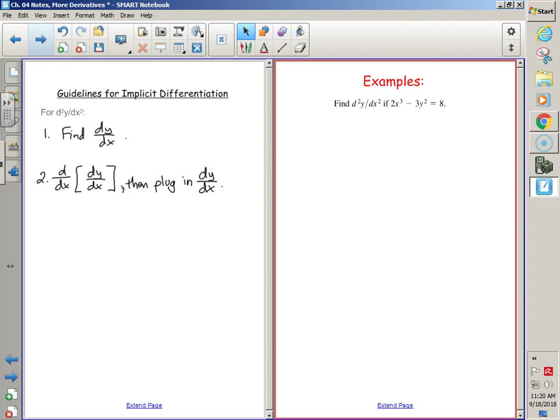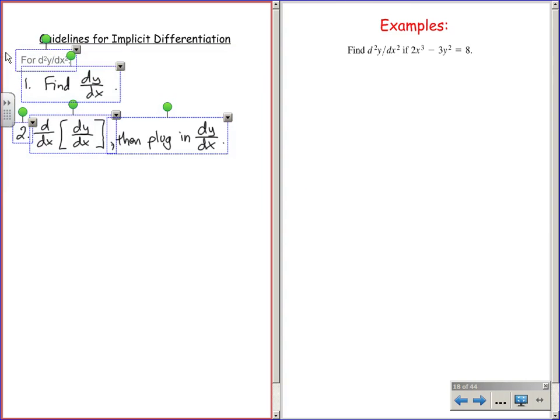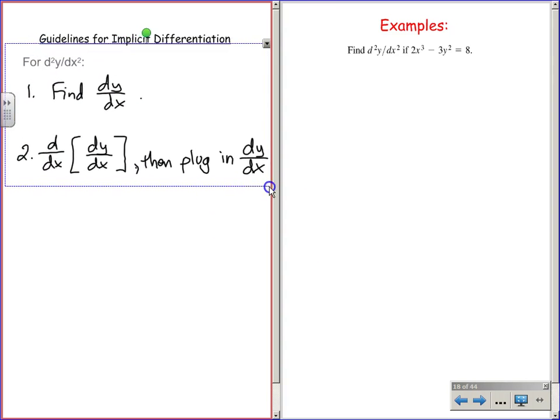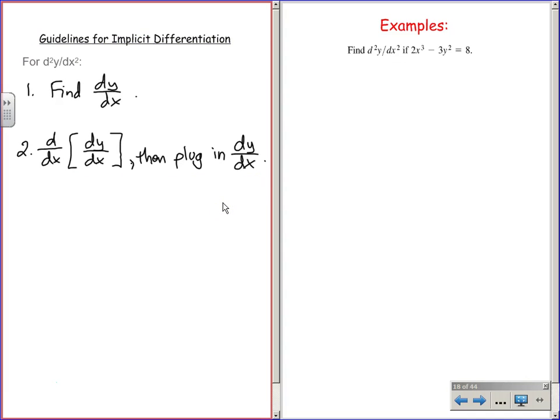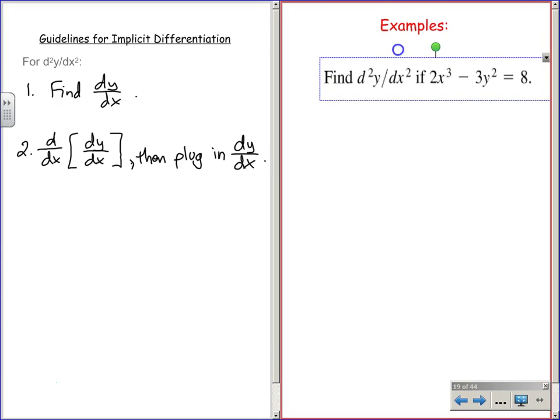How about for the second derivative? Ooh! How about the second derivative, not the first? We just practiced that one. d squared y over dx squared: find dy dx, take a d dx, and then plug in dy dx. What do I mean? Well, you guys, go.